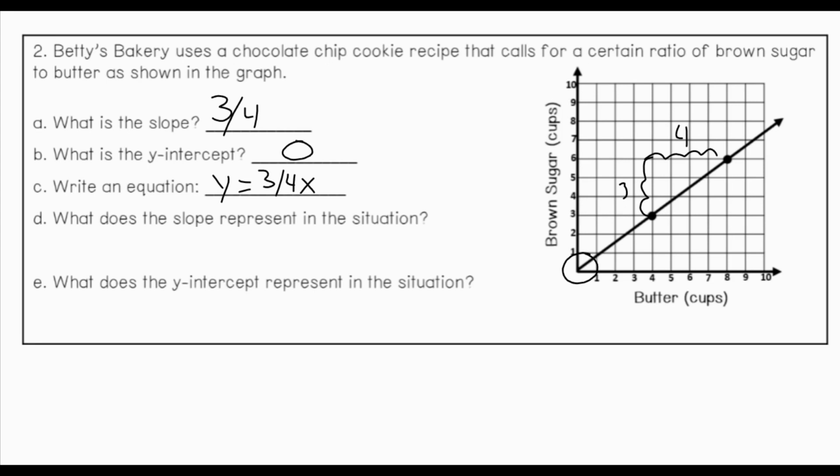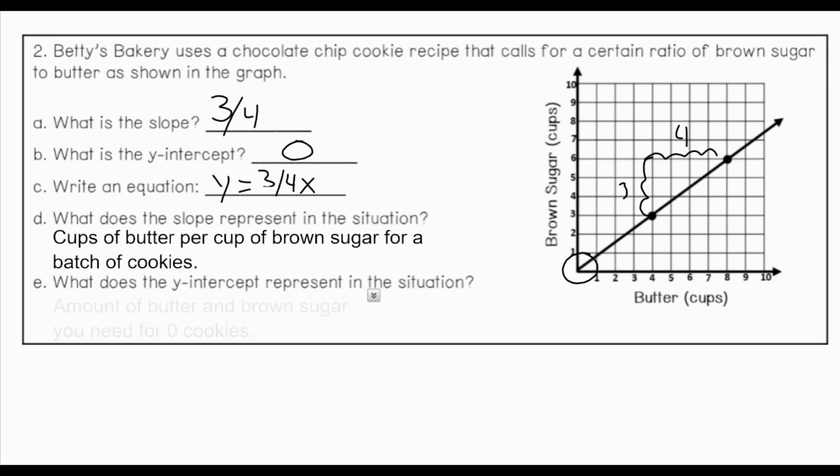What does the slope represent in the situation? So I'm baking cookies using butter and brown sugar. So the slope is relating how much butter I need per cup of brown sugar. So it's the cups of butter per cups of brown sugar for a batch of cookies. And then what does the y-intercept represent in this situation? Well, if I don't bake any cookies, I'm not going to need any cups of butter or brown sugar. So the amount of butter and brown sugar you need for 0 cookies is the y-intercept.